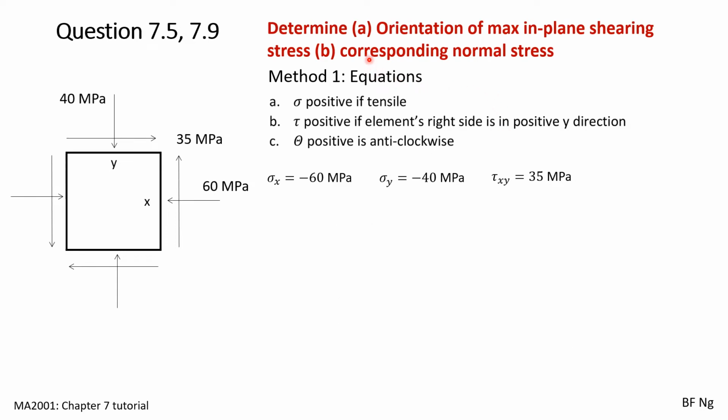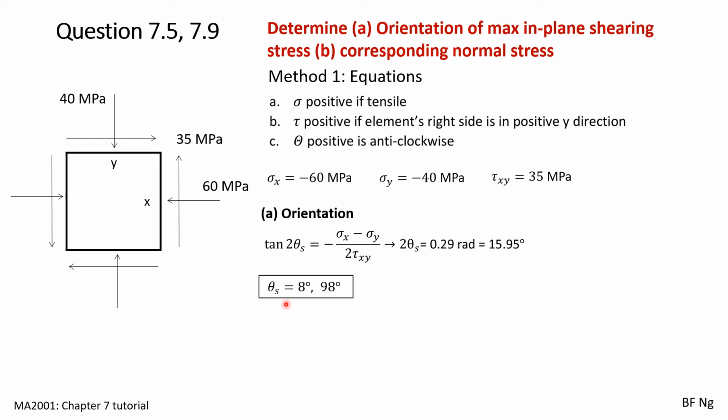We are also asked to find out what is the orientation of the maximum in-plane shearing stress and the corresponding normal stress. We can do so by using the equations. This is the equation for the orientation, where we use tangent 2 theta s equals to the equation here, and we find that 2 theta s equals to 16 degrees. As such, theta s equals to 8 degrees, and you plus 90 degrees to become 98 degrees.